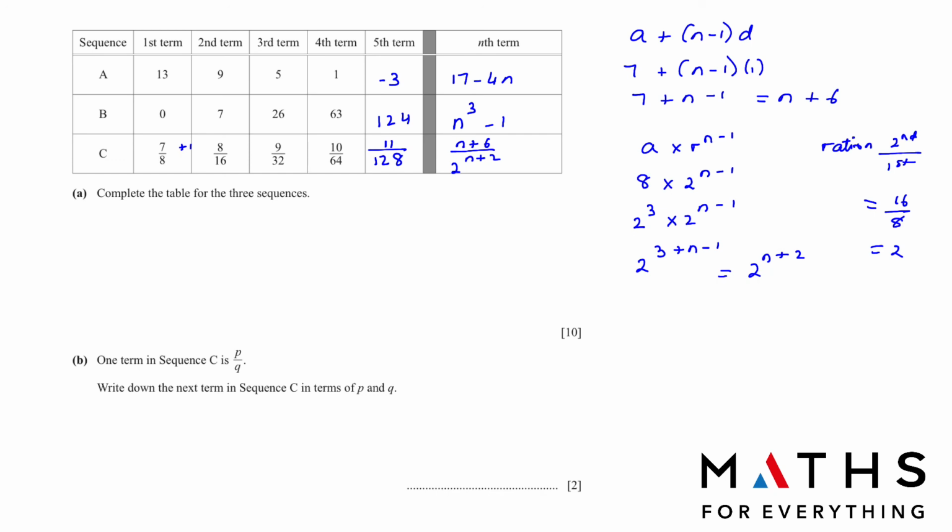Now part B. One term in this sequence C is P over Q. Write down the next term in sequence C in terms of P and Q. This is a very easy 2 marks if you understand. Every time, whatever your sequence is there, you're adding 1 to it, right? So the numerator will be P plus 1. And in the denominator, what are you doing? Every time you multiply by 2. So 2 multiplied by Q will be 2Q. That's the answer.